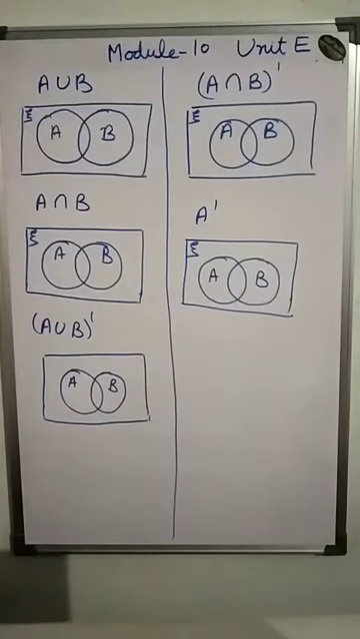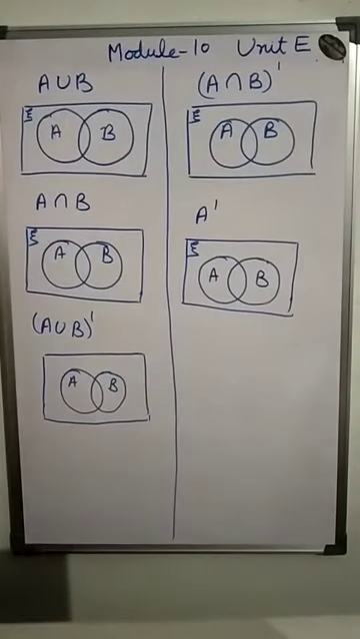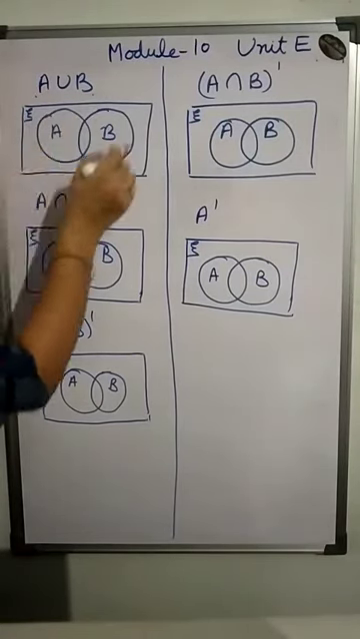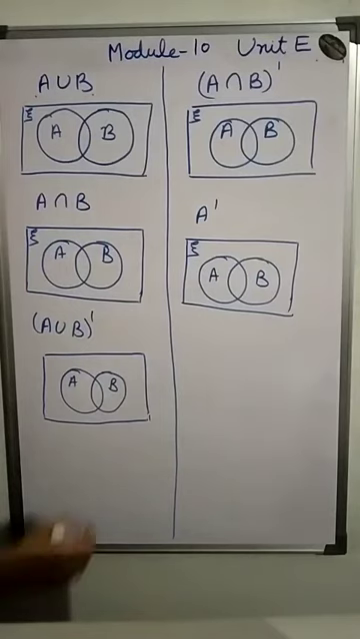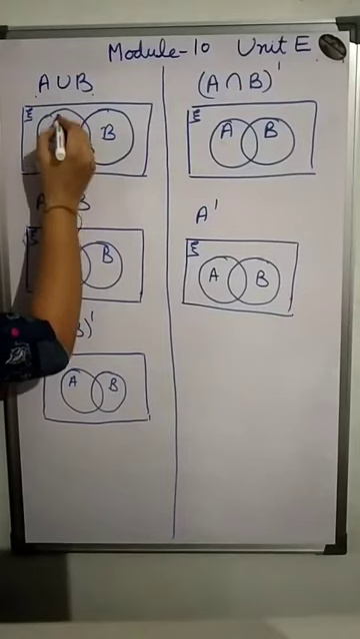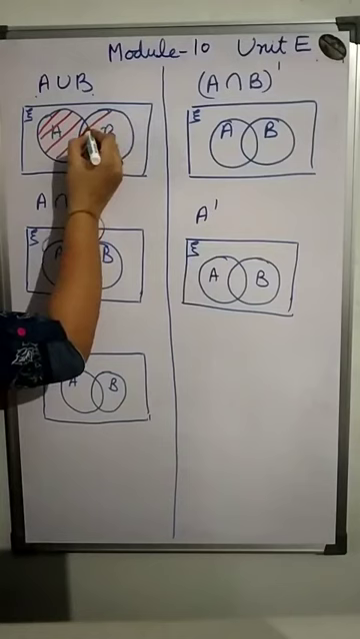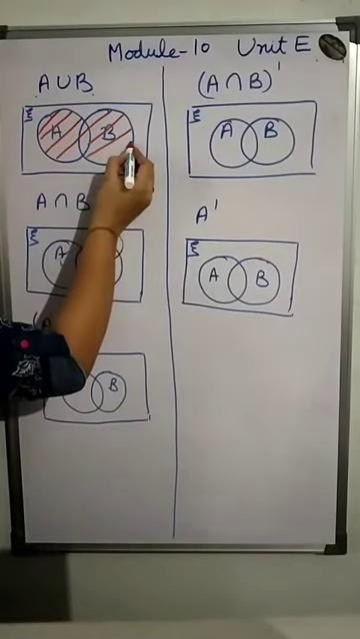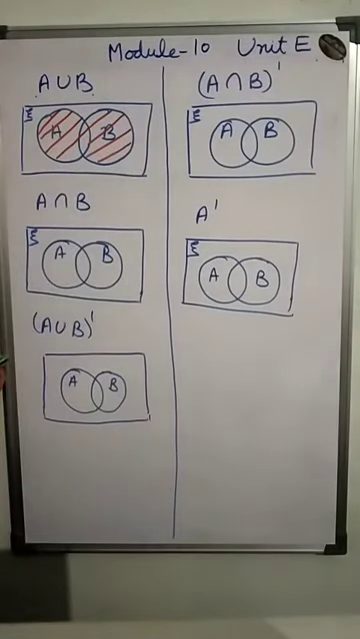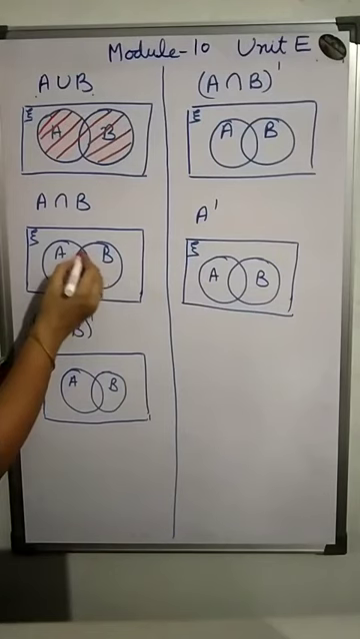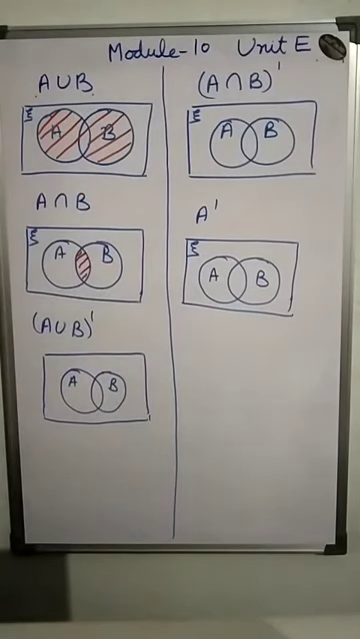Okay. Now come to module number 10. Here you have to find A union B from a Venn diagram. So what is A union B? Just see, A union B means the combination of A and B. I am drawing one red line here. So all these parts together are called A union B. And A intersection B means this small part. The elements which are contained in this part are called A intersection B.